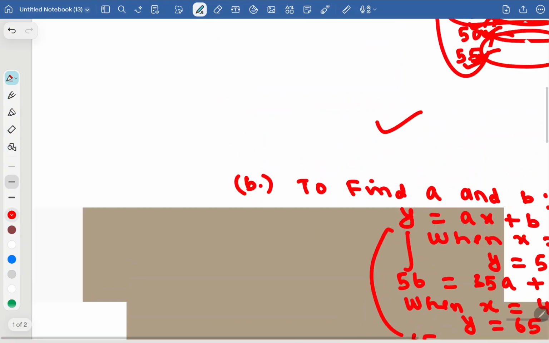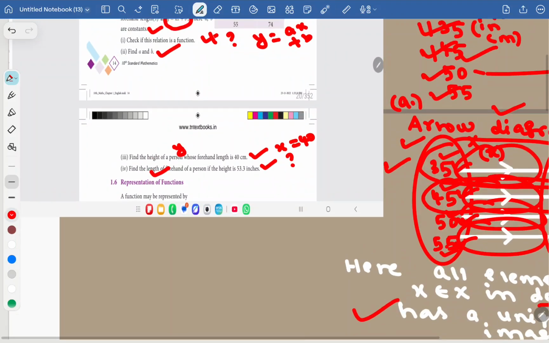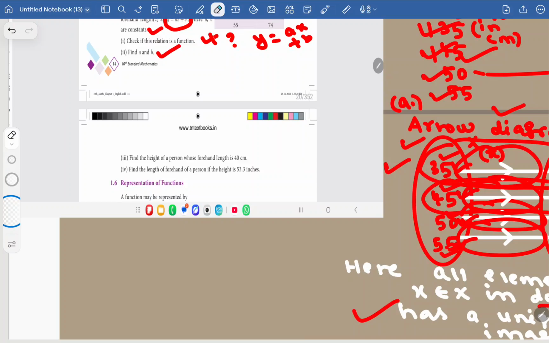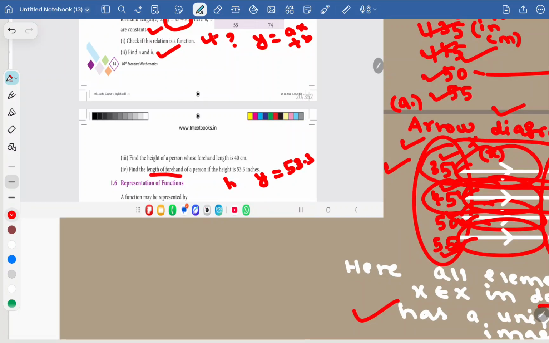Now I am going to discuss the last subdivision, 10.3, the 10th sum. Here we have to find the length of the forearm of a person if the height is 53.3 inches. For the fourth subdivision, height means y is given. What is y? 53.3. We have to find the length of the forearm, which means we have to find x.